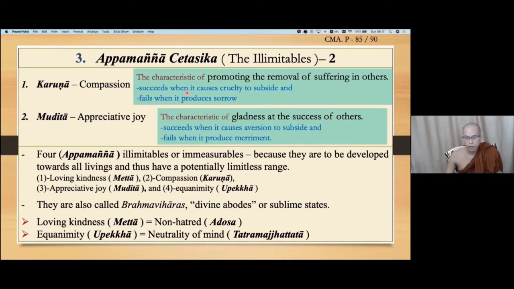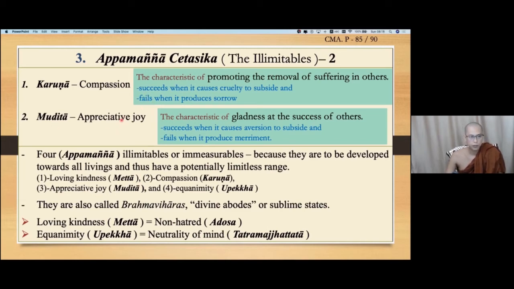So being compassionate toward other living beings who are suffering, at that time we can be compassionate. That is the beautiful condition. But when our mind becomes sorrowful, that is an unwholesome condition. So a beautiful condition can change to an unwholesome condition. At that time, the practice of karuna, compassion, has failed.